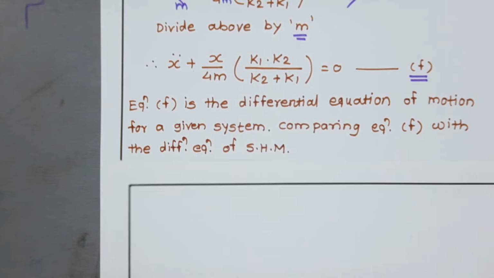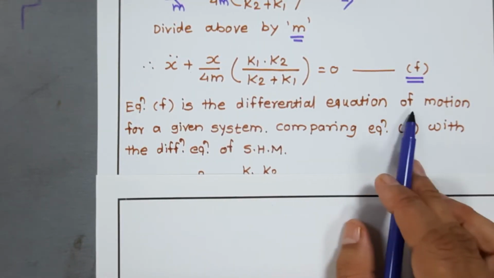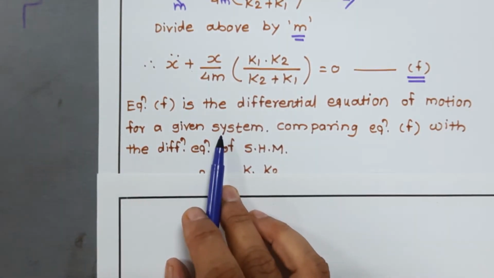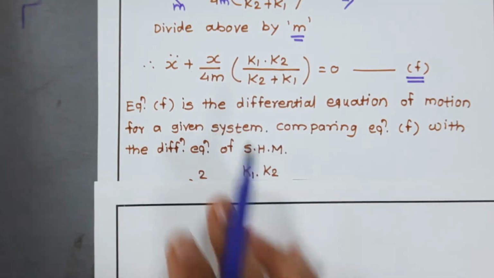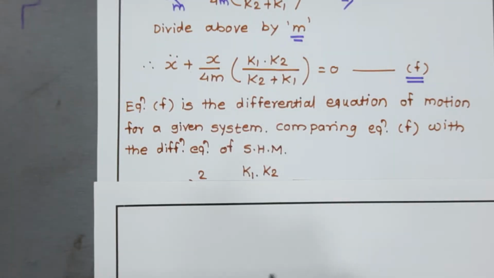Now what happens here, dear friend? Here equation F is the differential equation of motion for a given system. For a given system means we have derived this equation for this given system: this two pulley, mass and spring system and extensible cord system.